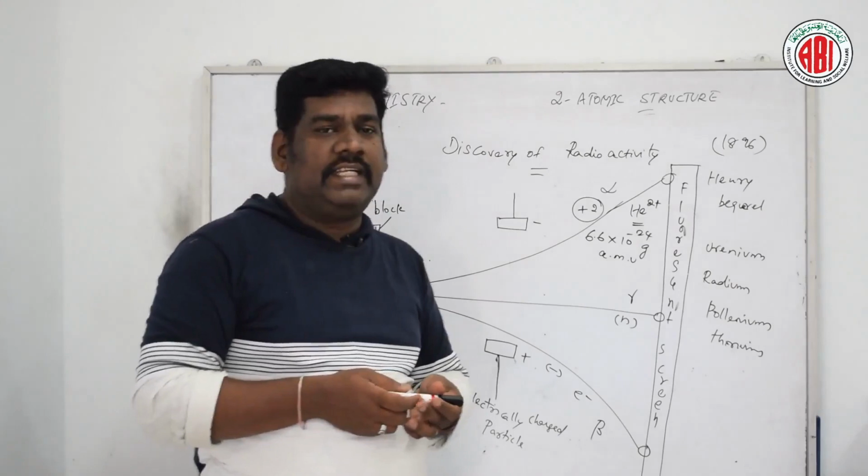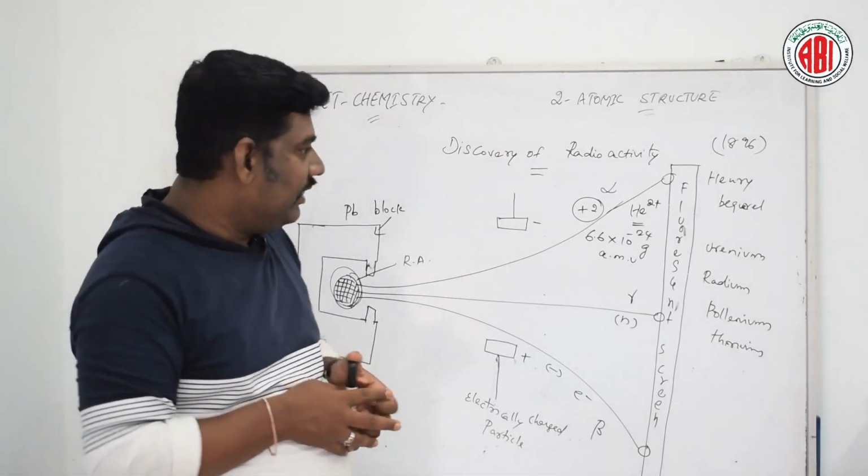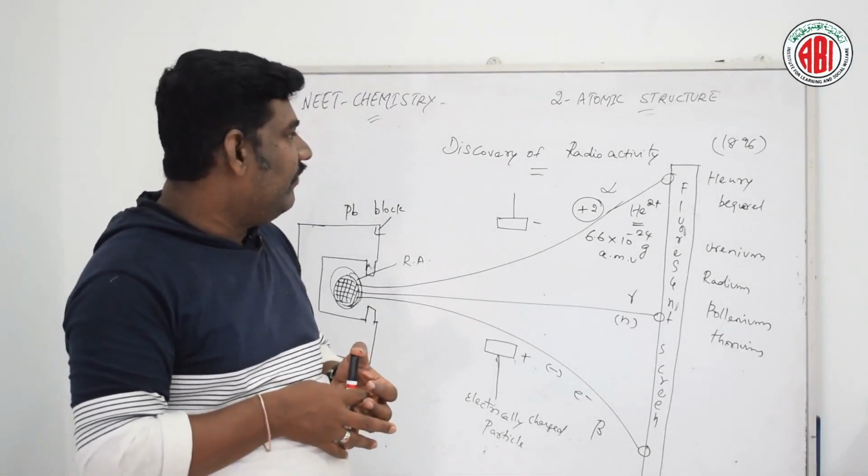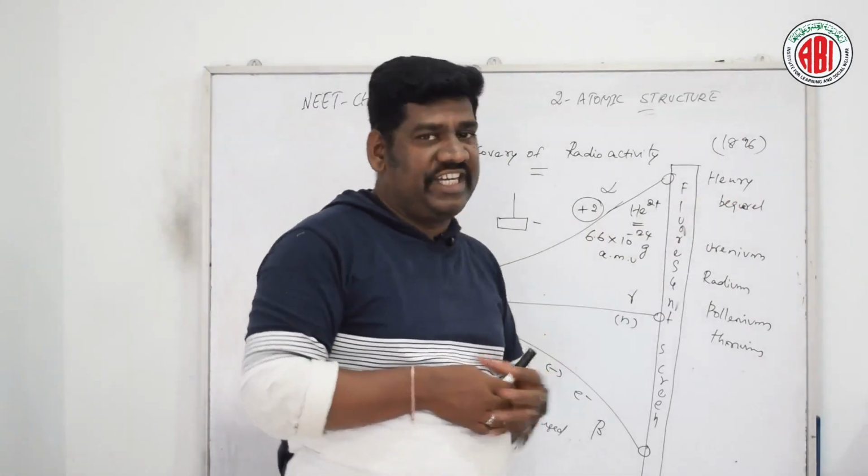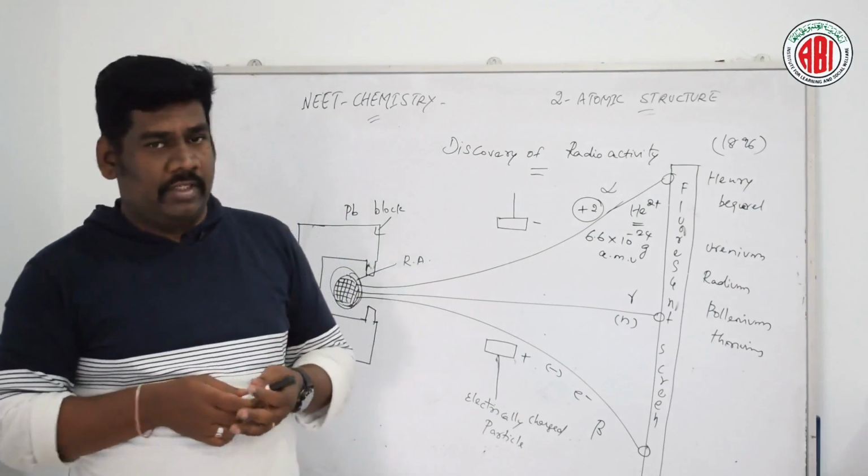So these are the three different radiations, and the credit for the discovery of radioactivity goes to Henry Becquerel in the year 1896.